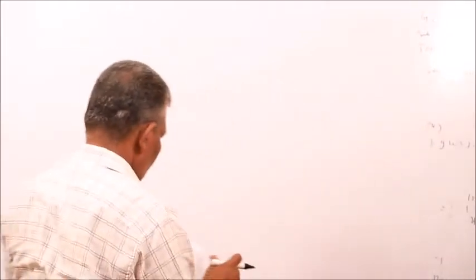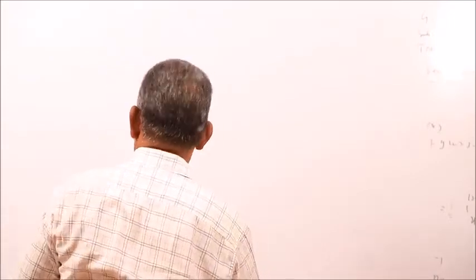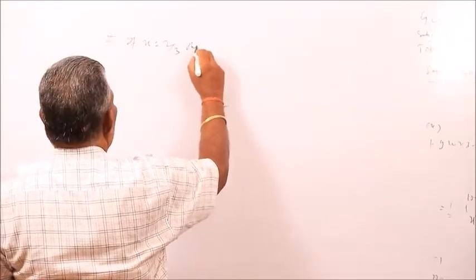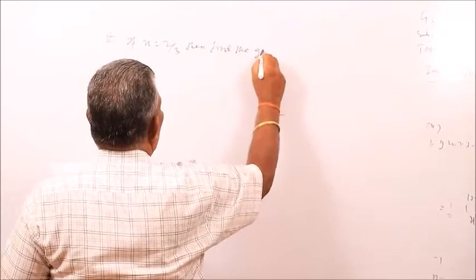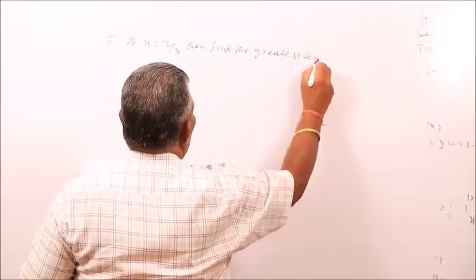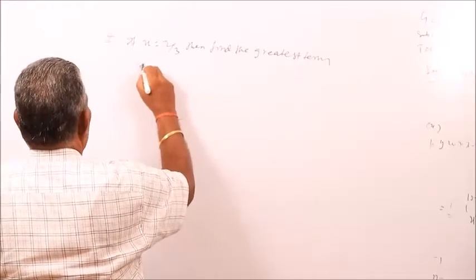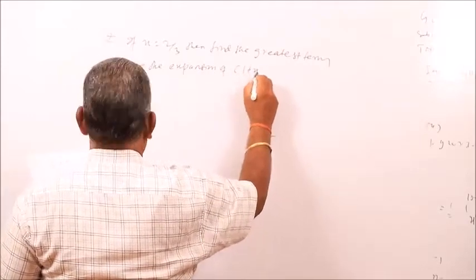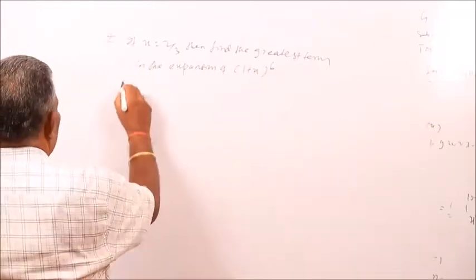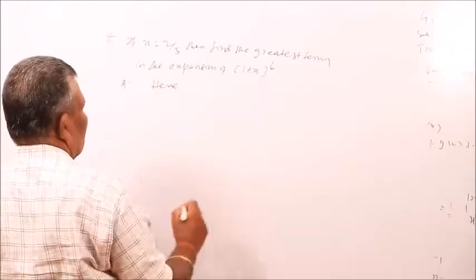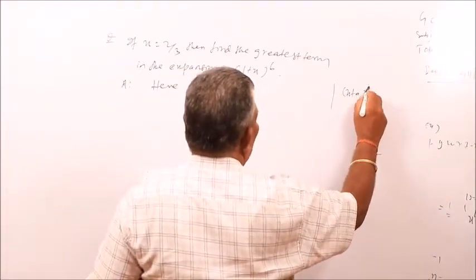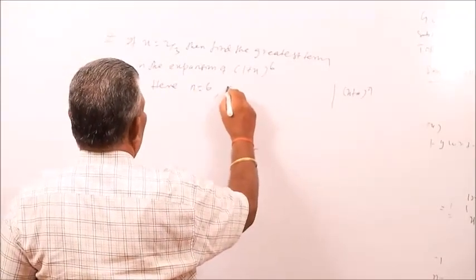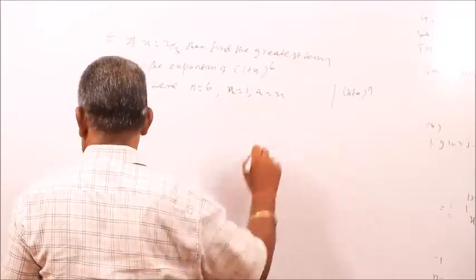Next, we'll solve a problem. If x equals 2 by 3, then find the greatest term in the expansion of (1 plus x) whole to the power 6. Here your general format is (x plus a) whole to the power n, the binomial format. Here n equals 6, and the terms are 1 and x.